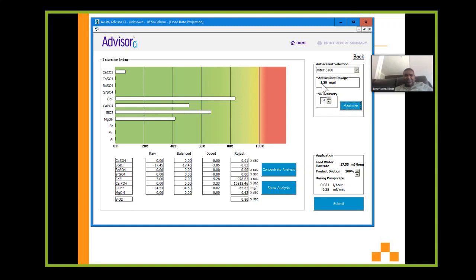And the dosage rate is even less. Okay, I try to play with this. You see, different recovery rates show different results of fouling potential. So if I go to 95%, calcium fluoride will cause the fouling issue. So the maximum can go only up to 94%. And if I go lower, the dosage rate will be even higher.